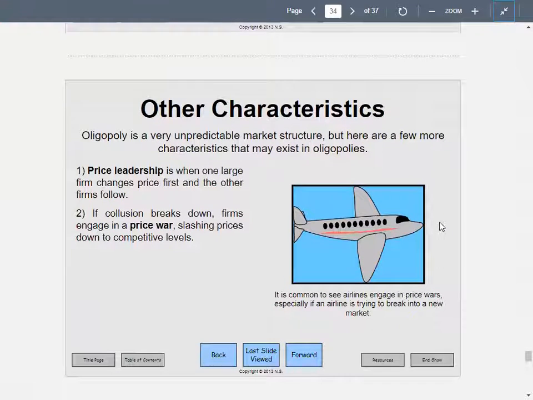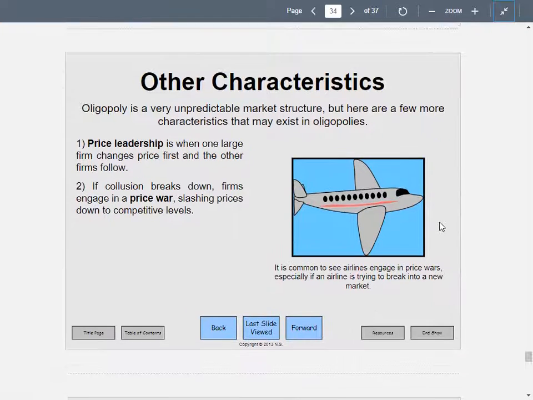If a collusion breaks down, firms engage in a price war, slashing prices down to competitive levels, which is what you see at this time of year with Black Friday specials.